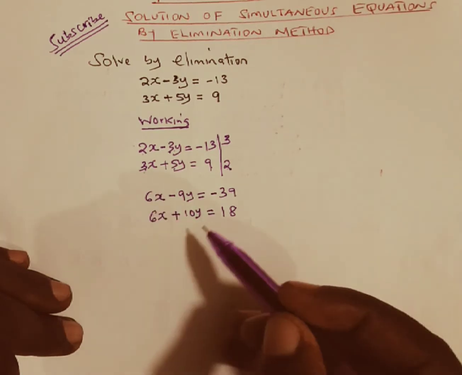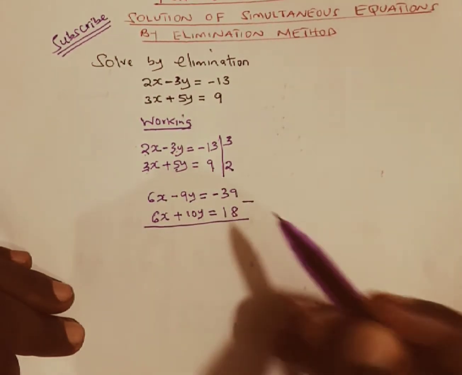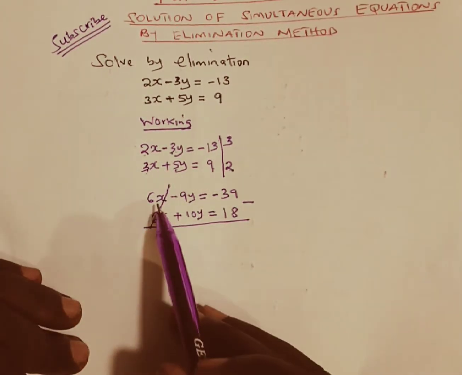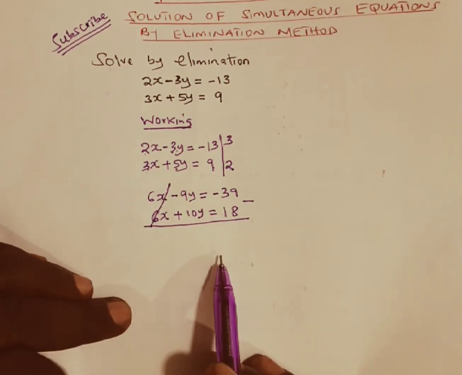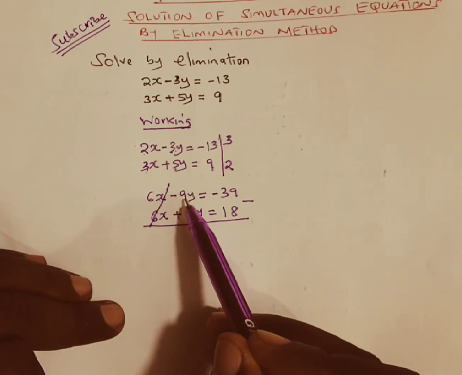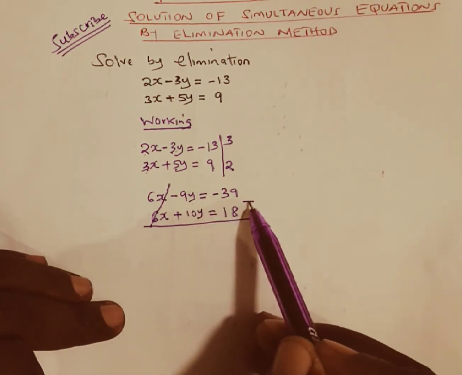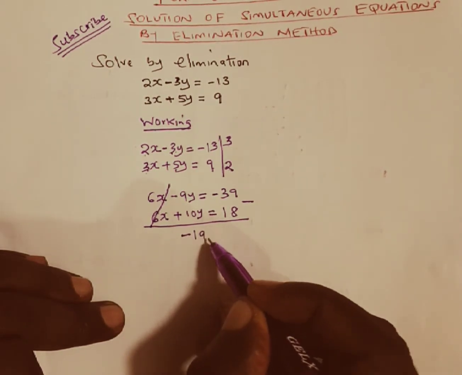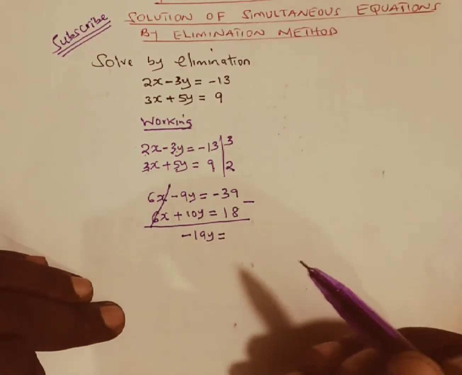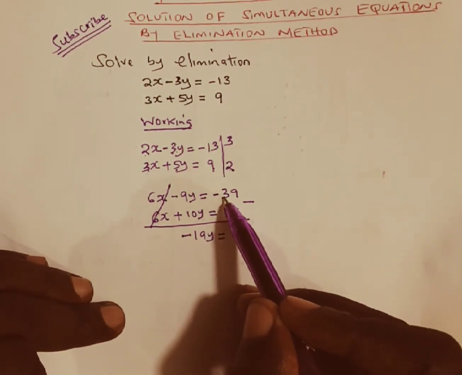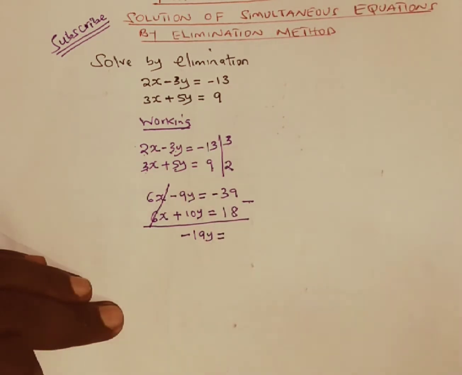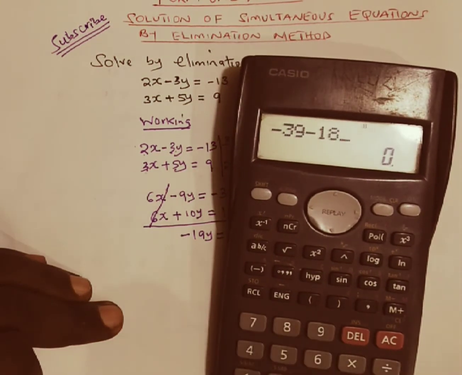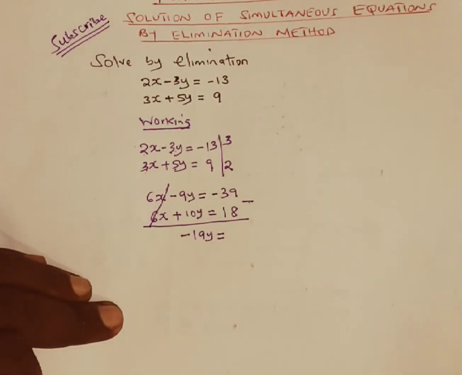Having unified the part having x, we usually subtract the two equations such that the part that is similar cancels. That is 6x minus 6x will give you a 0. So we are going to remain with negative 9y minus 10y, which is going to give us negative 19y. And negative 19y is going to be equal to negative 39 minus 18, which is going to give us negative 57.